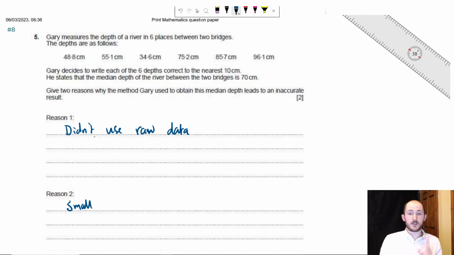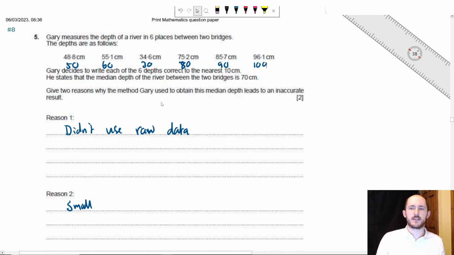So these are the actual values he got, but before he did the median, he rounded them all. So he would have said, okay, this is 50, that is 60, that's 30, that's 80, that's 90, and that's 100. And then he worked out the median, and how did he get 70? Oh, because he got the middle of 2 values, yeah, my bad. Middle of 2 values.